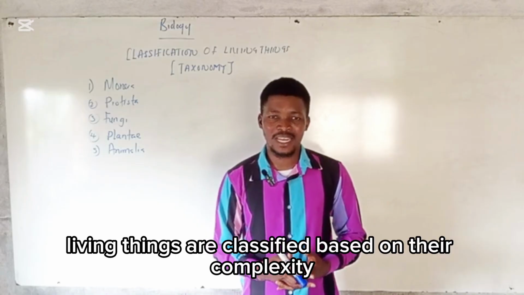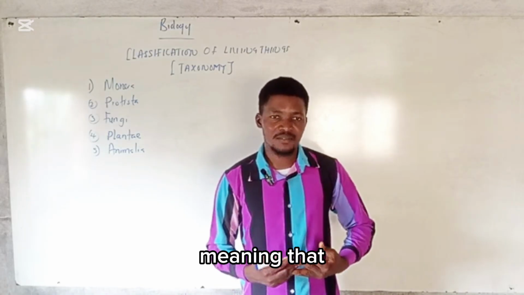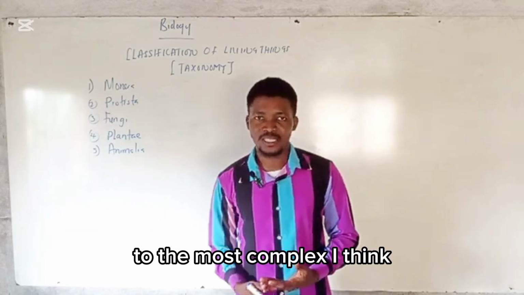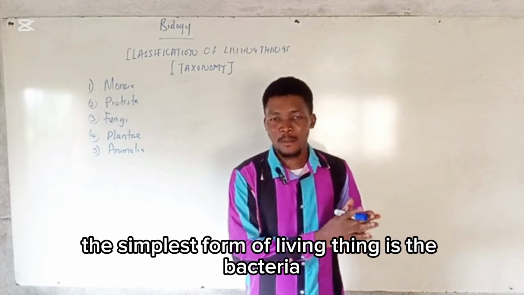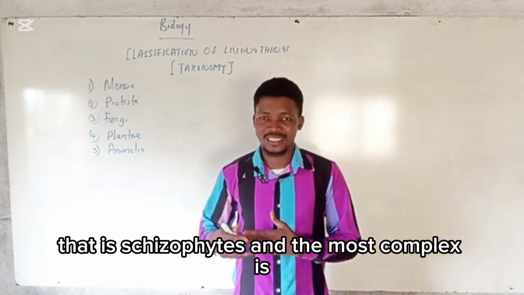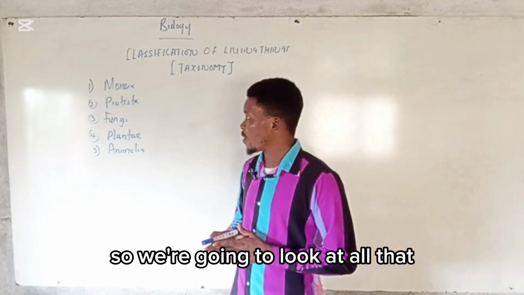Now, in classification of living things, there is one other thing we consider. Living things are classified based on their complexity, meaning that living things are classified from the most simple to the most complex. I think the simplest form of living thing is the bacteria, that's the schizophyte, and the most complex is humans, and that's mammalia. So we're going to look at all that.